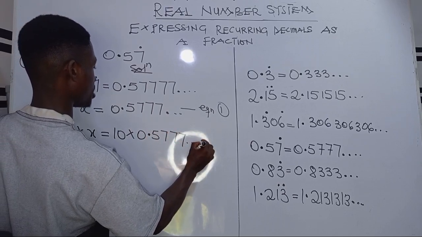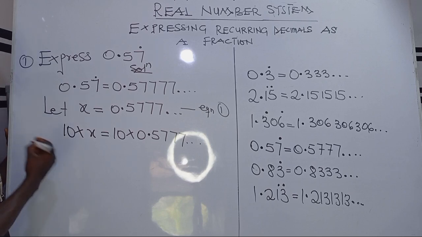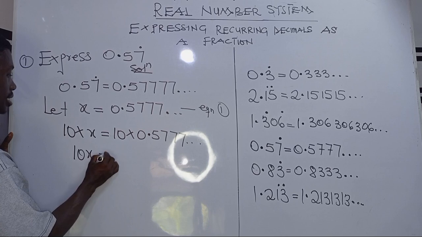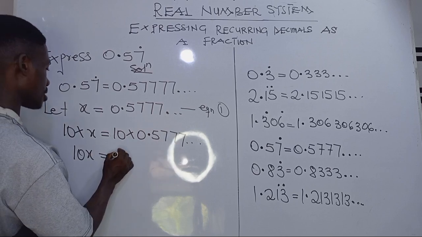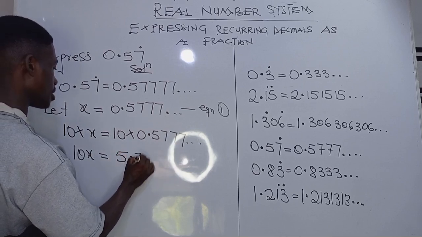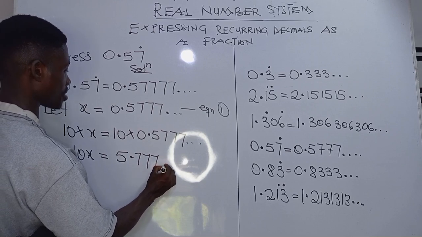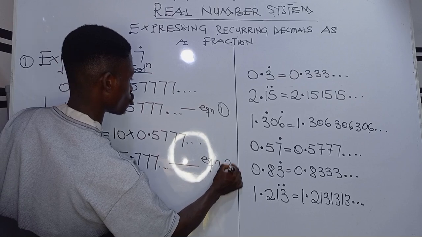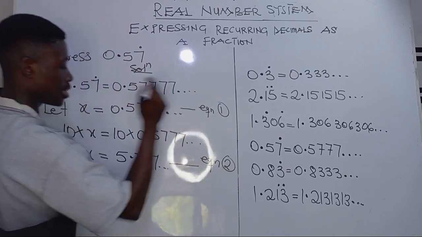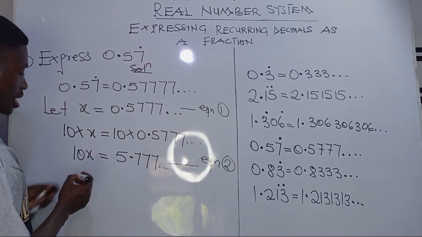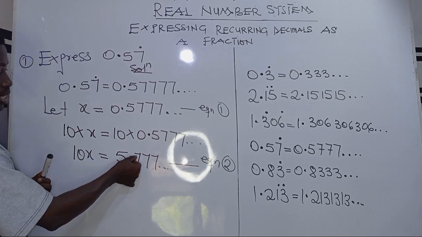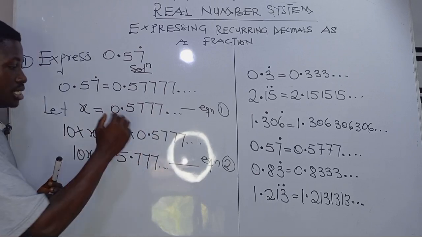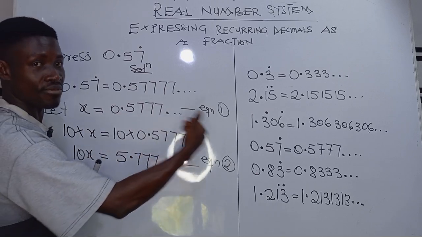0.5777 up to infinity. Then after that, we simplify. 10 times x will give us 10x. 10 times this will give us 5.777 up to infinity. Then we call this equation 2, because we have equation 1. Then after that, we deal with the number of digits that repeats infinitely.